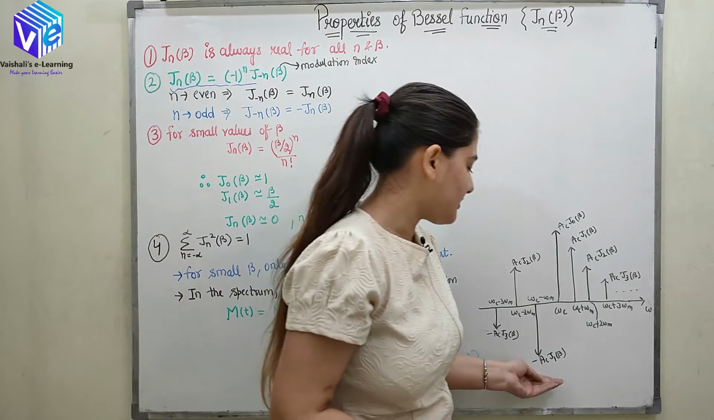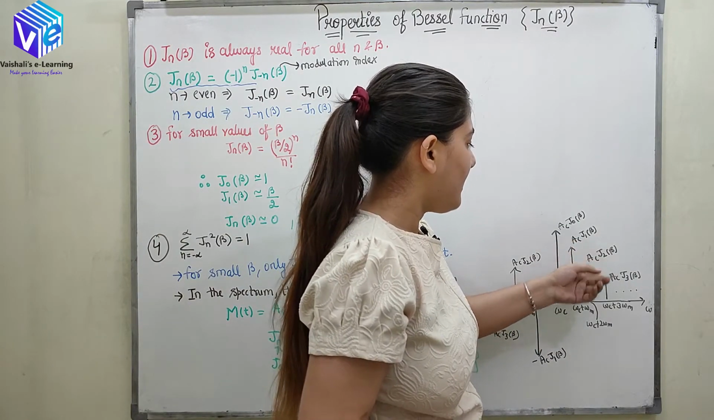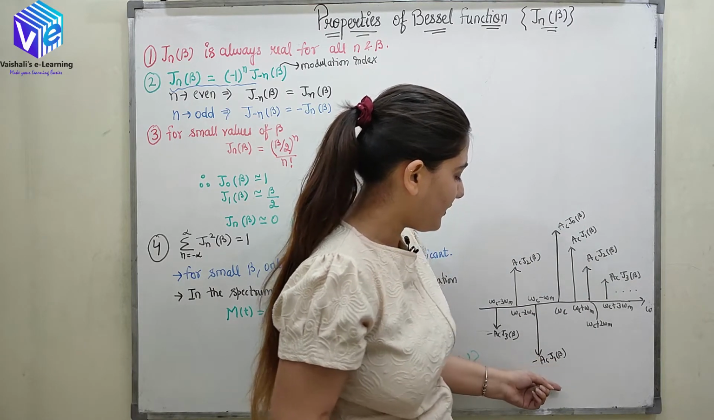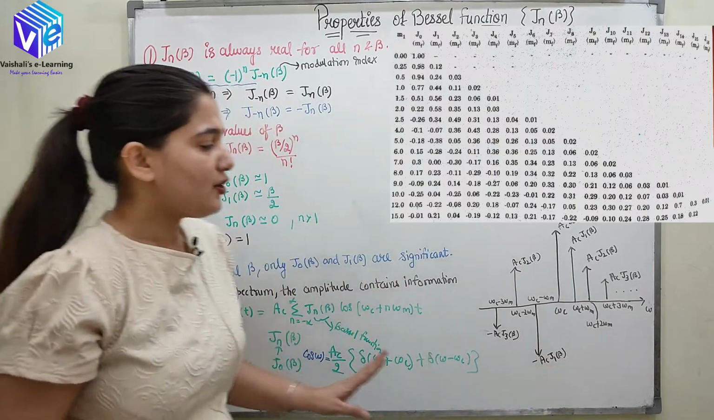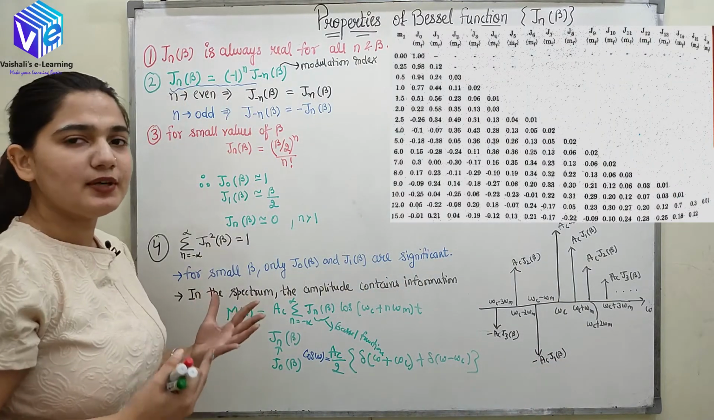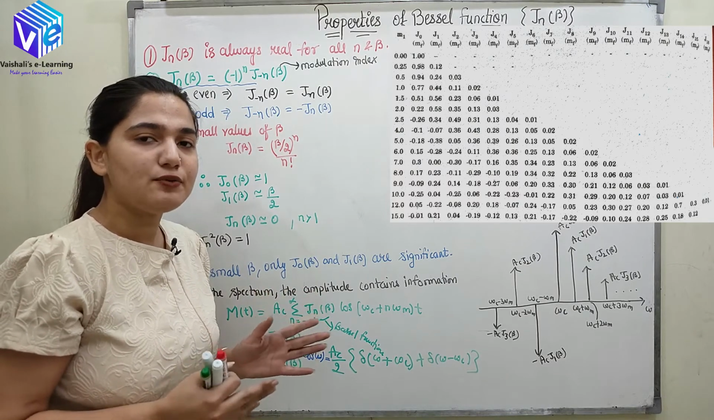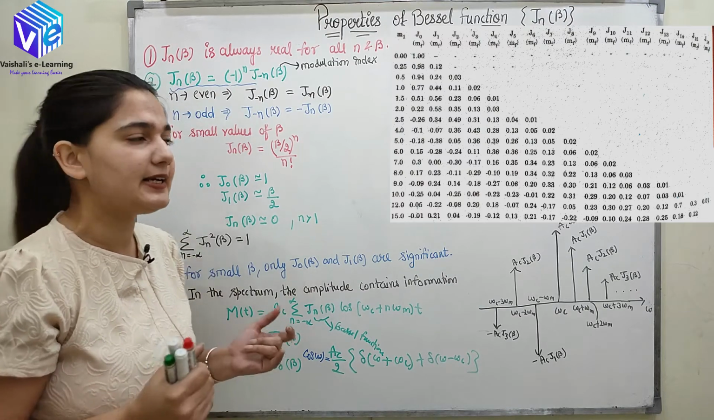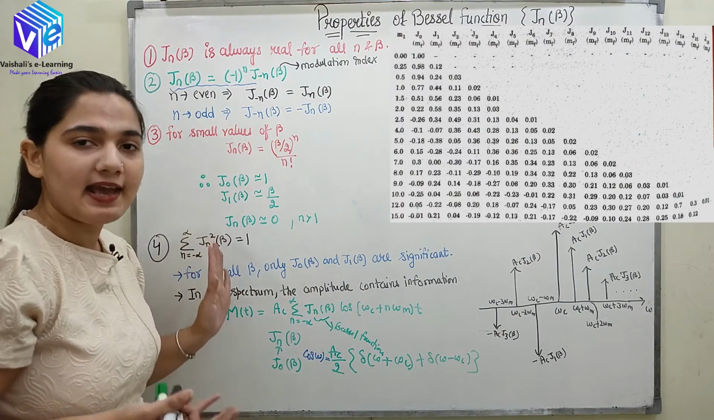This is the reason why I plotted the J_1(beta) on the upside and J_minus1(beta) on the downside. It is equal to minus of J_1(beta). So now I can see from the graph how I can plot the values of J for different n and different beta. I can find out for different minus n as well.